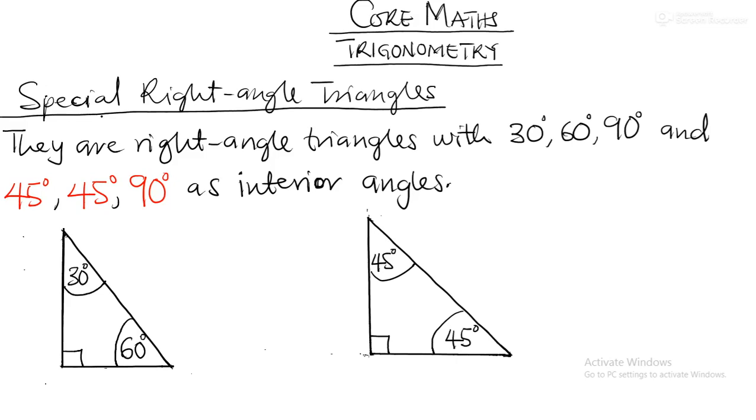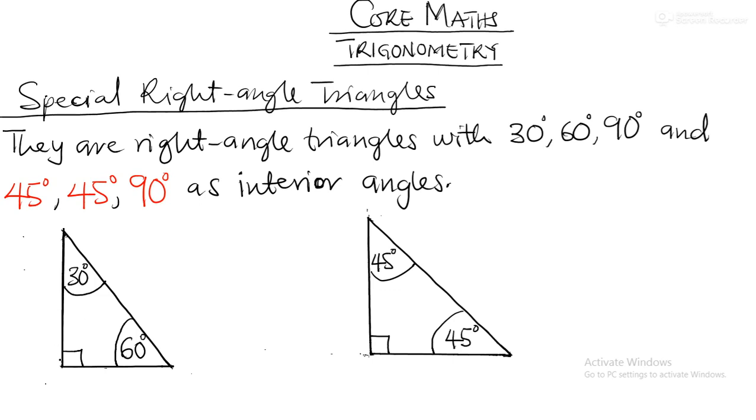Good. So special right angle triangles. The definition: they are right angle triangles with 30, 60, 90 and 45, 45, 90 as interior angles. So this is how they look. The presentation of it.